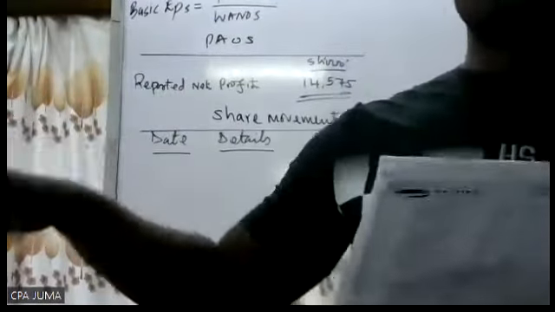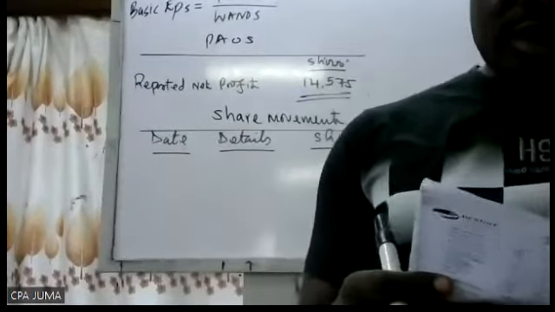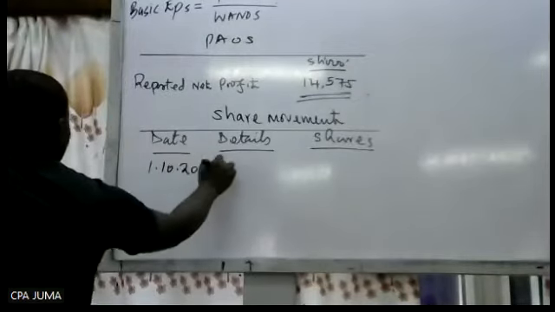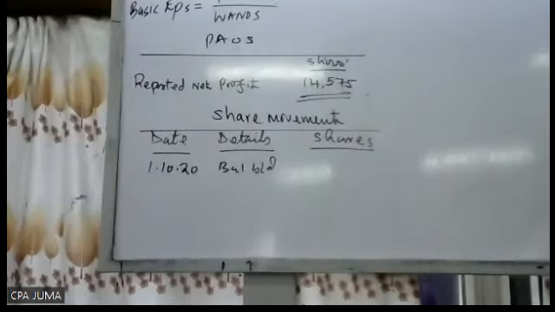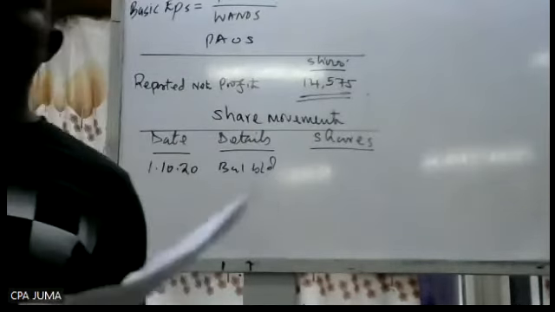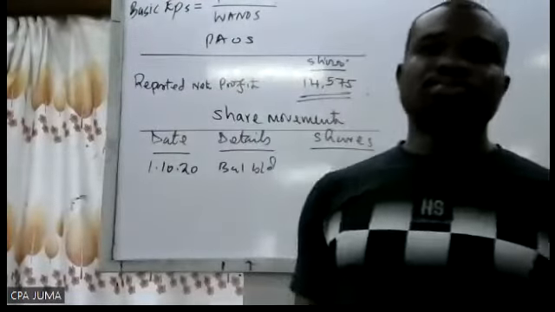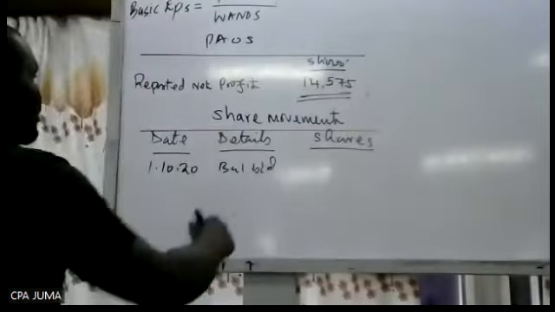Always work with when it is ending to guide you very fast. So it should be 1st October 2020, balance brought down. Can you check for me the number of shares? Check paragraph 1. Are a public fine, 9 million.